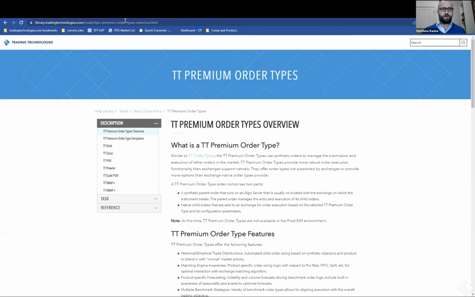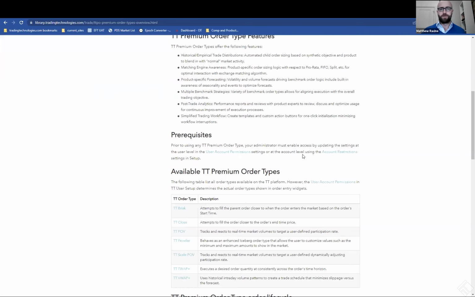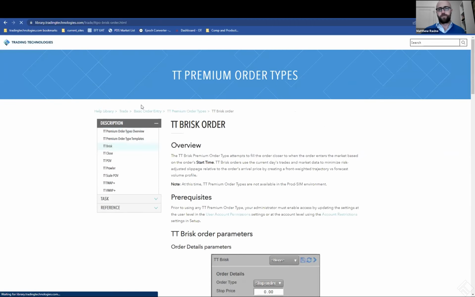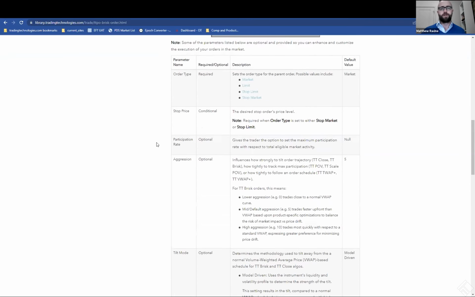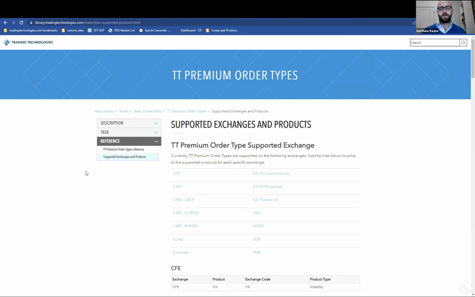Yes. So I've just, within the TT library, which is a great resource for a lot of functionality around the platform, we've got a whole section on the premium order types. It includes some snippets on what I went over and discussed today, and also gets a little more in depth into the different parameters and how those would influence any of the behavior. Along with this, we've got a supported exchanges and products list.